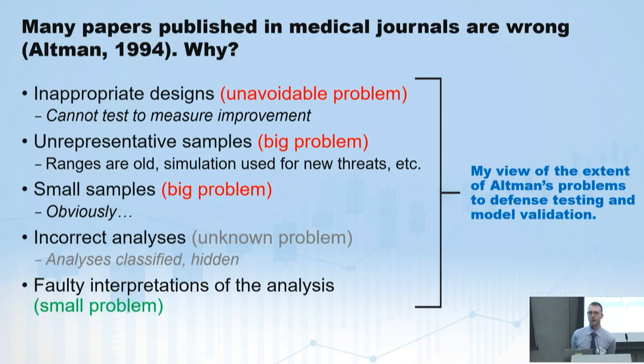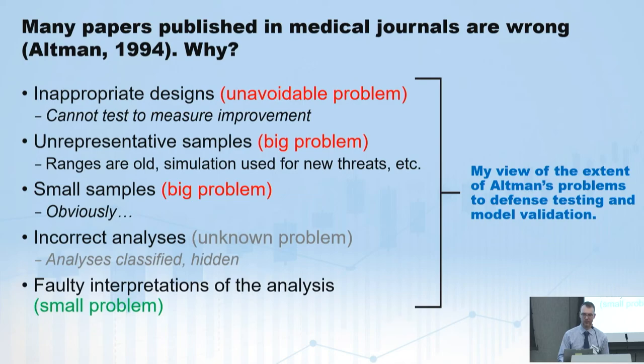I think faulty interpretations of data, I think we're probably pretty good at doing that in DoD T&E. Incorrect analyses, I really don't know. The things I see, I think are good. But I don't want to say, well, everything IDA does is good. It's true, but I'm a fan of the things I see. But there's things I don't see, so I don't know. Anyway, so that's my view of Altman's problems, at least how they apply to our work.